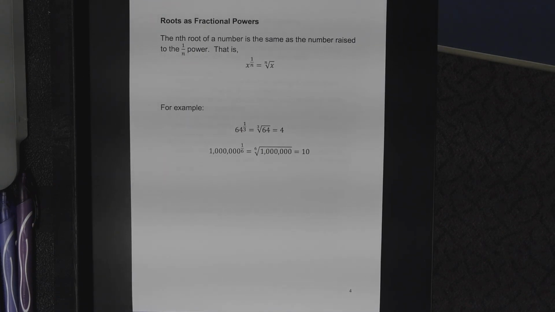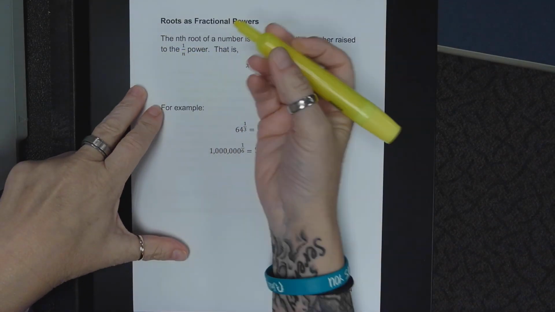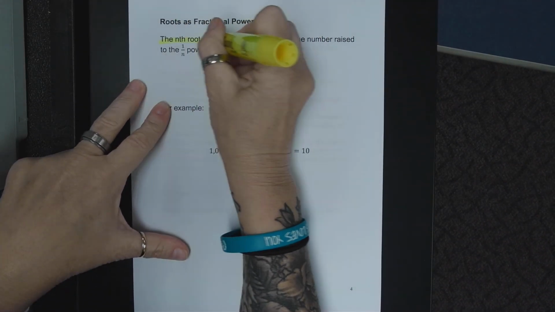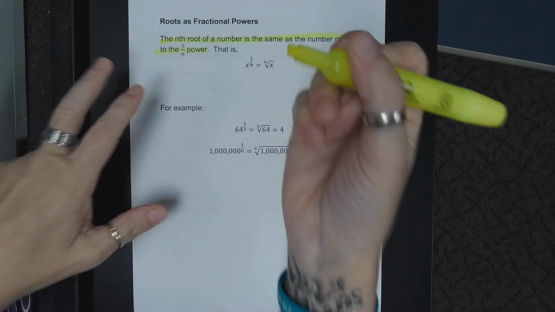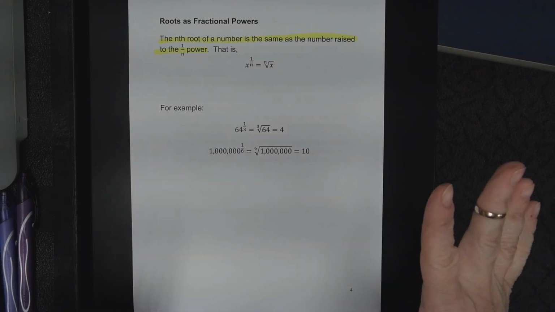Okay, so roots and fractional powers. The nth root of a number is the same as that number raised to the 1 over n power. This is pretty cool, I think. I don't know. I hope you think it's cool. Bad thing about taking my classes, whatever I think is cool, you guys have to see, so sorry for that.